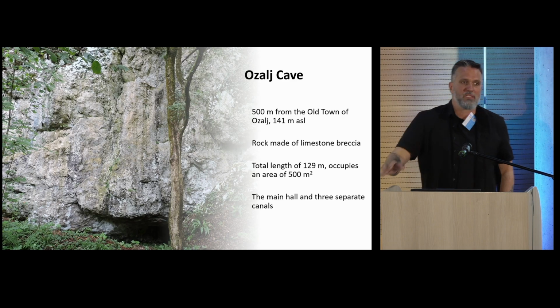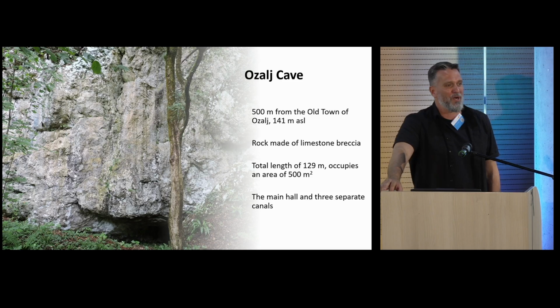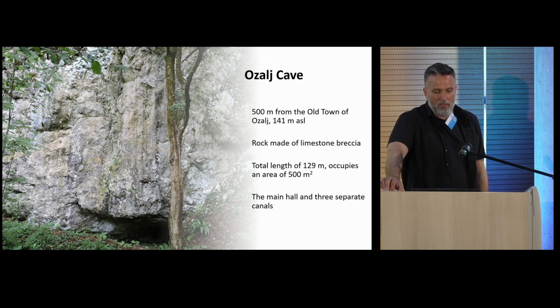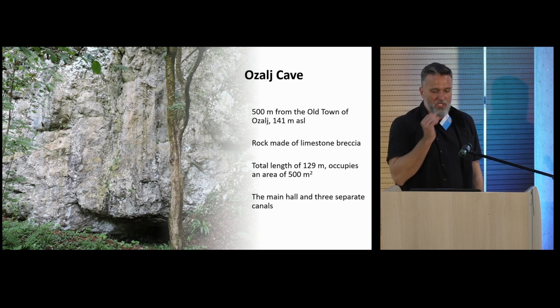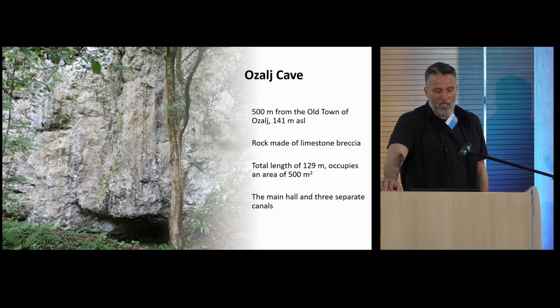The second site is Ozalj. Now we're going to the provinces, more to the outskirts of the empire. Ozalj is a small town located close to the Slovenian border, about 50 kilometers southwest of Zagreb. The cave where the skeletons were found is about half a kilometer from the medieval fortress of the old town of Ozalj. The cave is made of limestone breccia, relatively small, about 130 meters in length, and consists of the main hall and 3 separate branches.